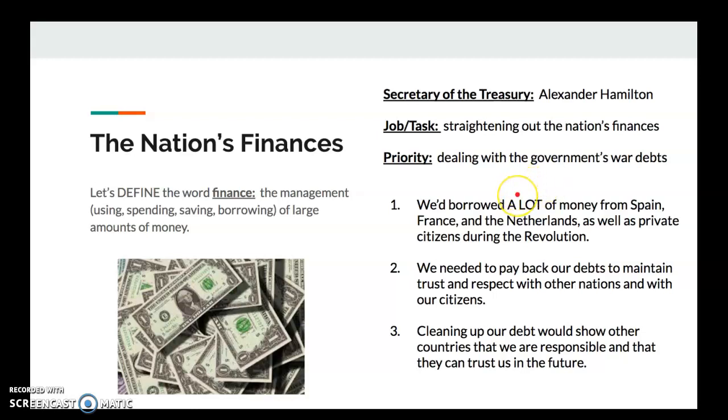So if you recall, to beat England as a fledgling new country, we needed to rely a lot on help from other countries. And that help was military. We had supplies and soldiers and equipment from other countries, but a lot of it had to do with money that was lent to us from countries like Spain and France and the Netherlands. Okay, we needed to pay back our debts to maintain trust and respect with other nations and with our citizens.